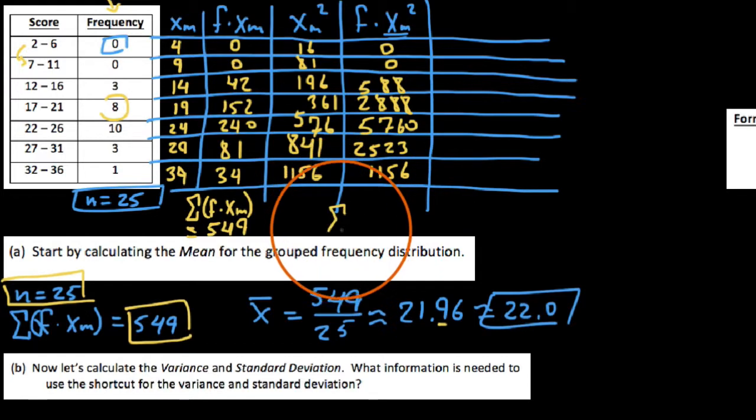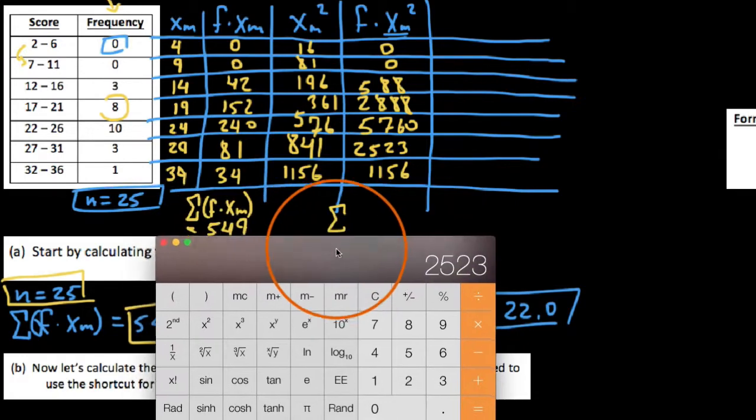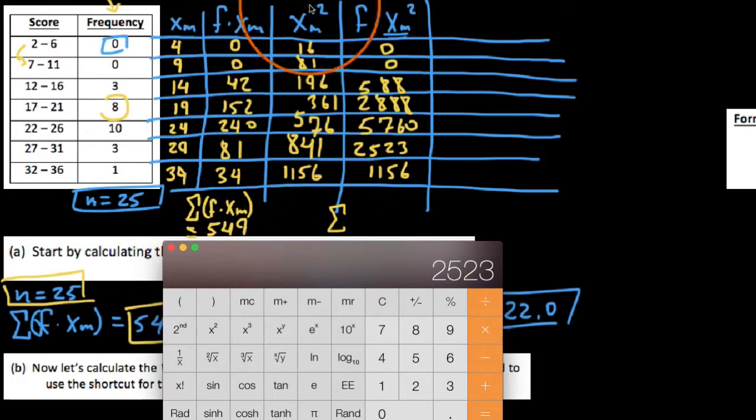And what we're going to do down here is find the sum of all of these values. Just like we did with our frequency times class midpoint, the only difference when you do standard deviation with grouped information is you also need to take the frequency times the squared class midpoint. The sum right here is going to represent the sum of our squared data. So 588 plus 2888 plus 5760 plus 2523 plus 1156. This adds up to 12915.